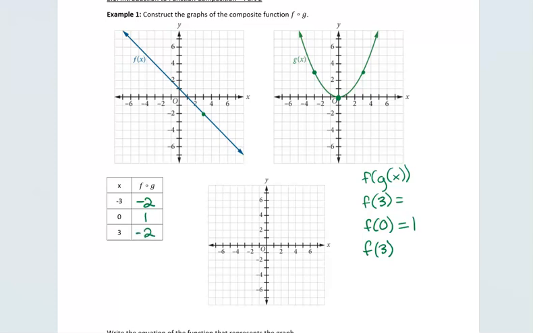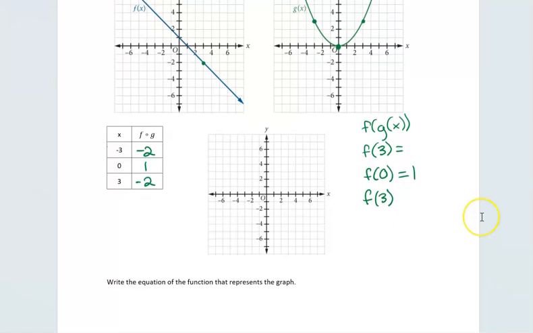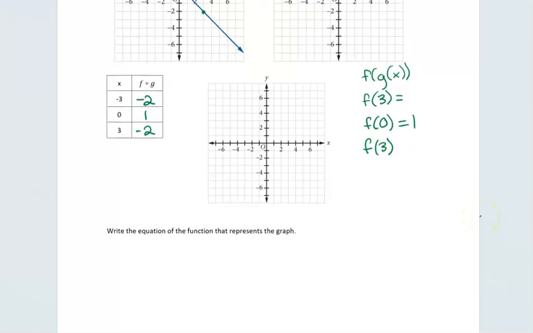So if we plot these points on the graph, then we're going to have -3, -2, 0, 1, and then 3, -2, which makes us think it's looking something like this. And we know what that function looks like. That looks like a v, but it's upside down.